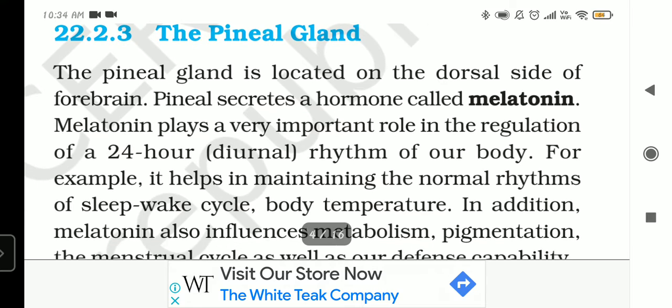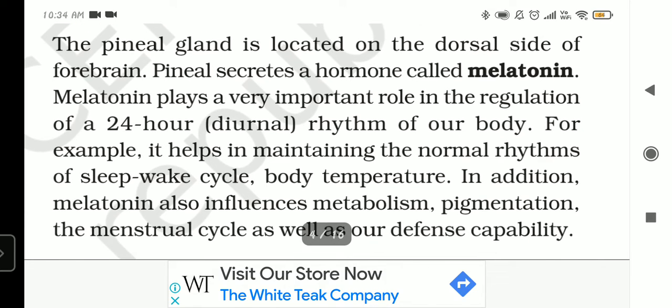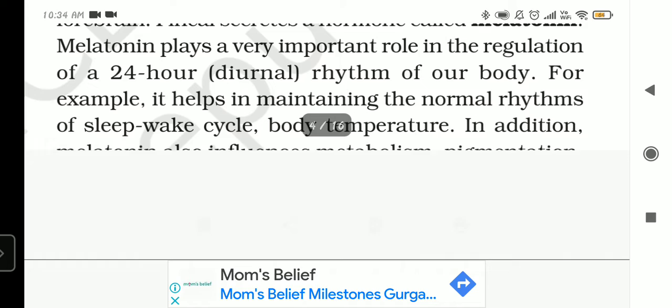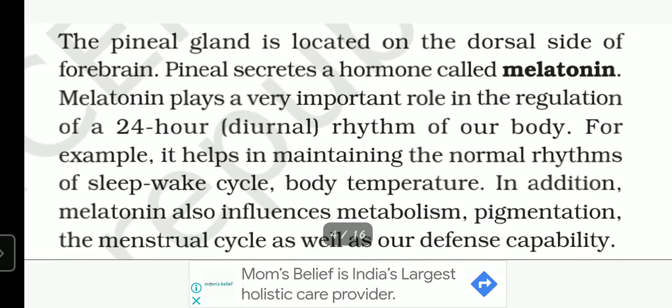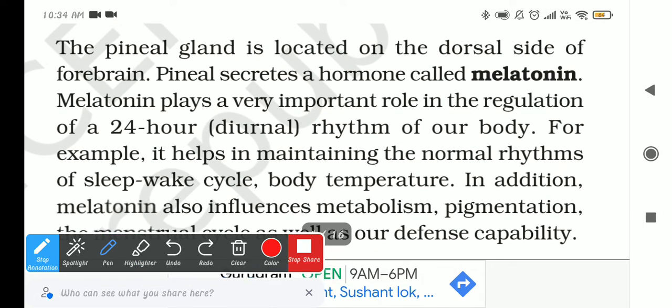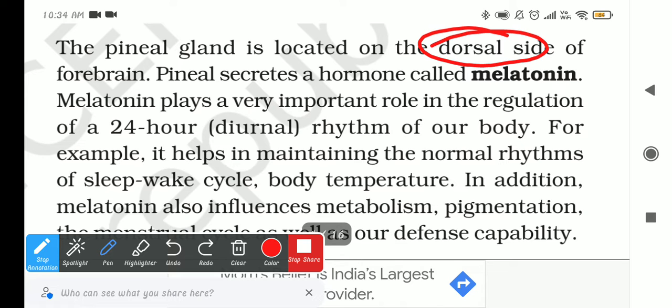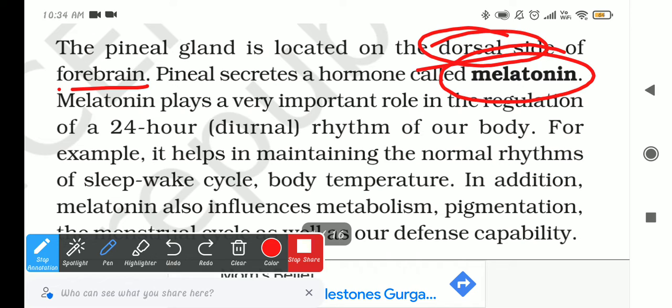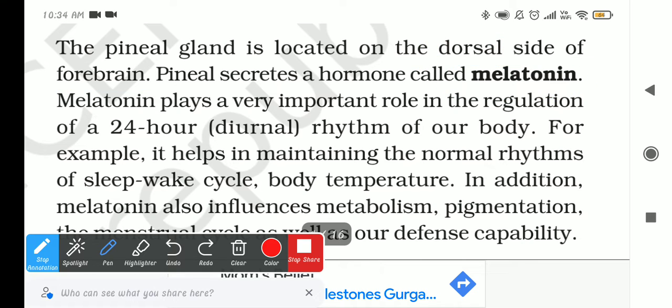pineal gland. So what is the pineal gland? Let's discuss it. Some read it as pineal gland, but it can also be read as pineal gland. The pineal gland is located on the dorsal side of our forebrain, and it secretes a hormone which is melatonin.